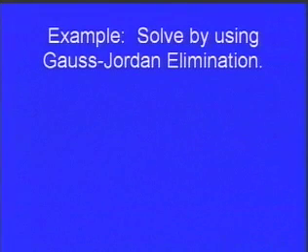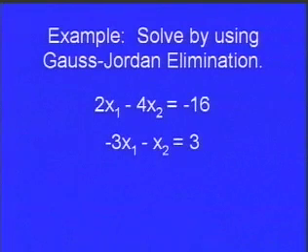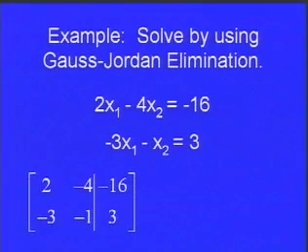All right, another example, solve by using Gauss-Jordan elimination. I've given you another 2x2 system here. You have 2x1 minus 4x2 is equal to negative 16, and then negative 3x1 minus x2 is equal to 3. All right, remember how we want to start. We want to put it into an augmented matrix. And then we're going to go about this systematically.